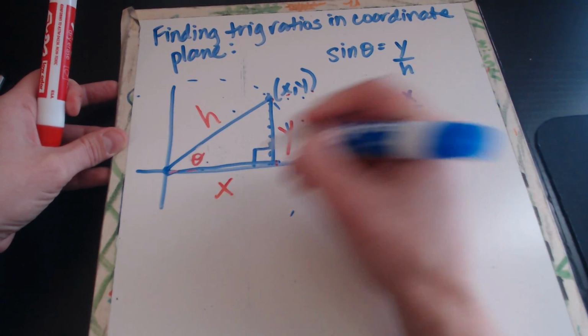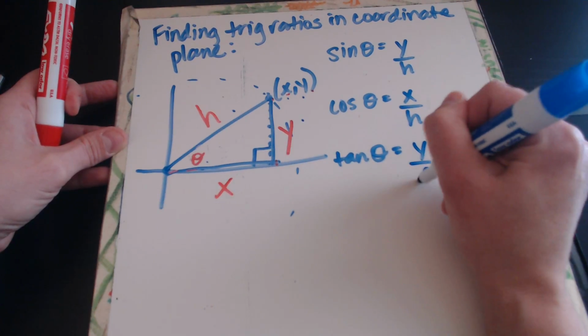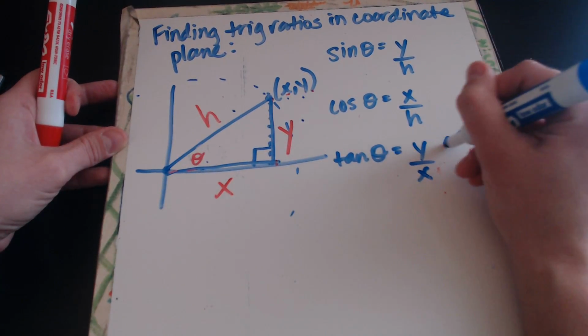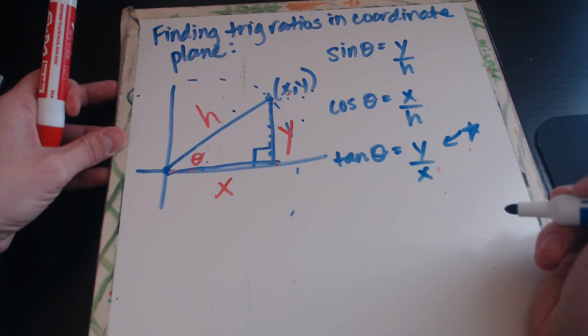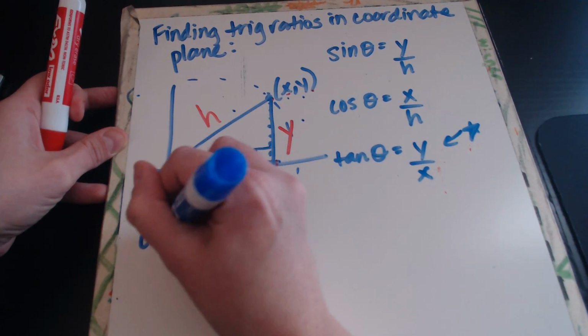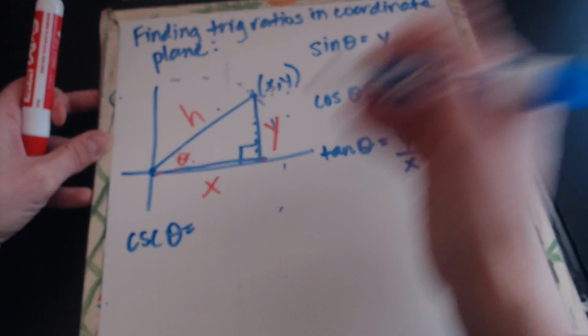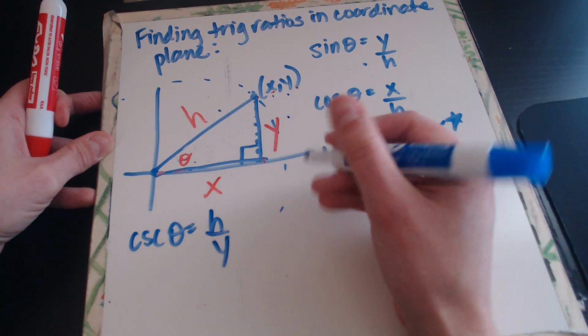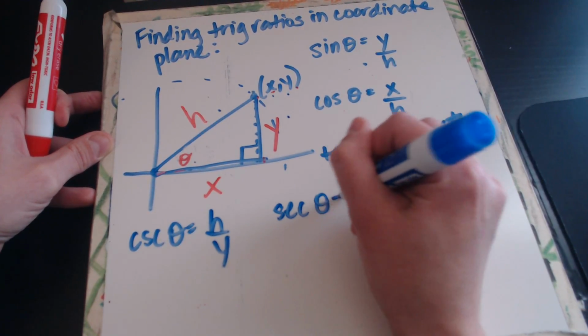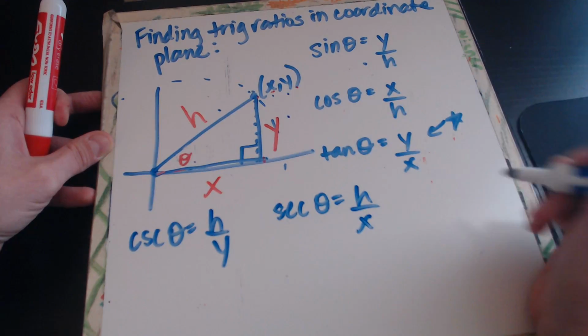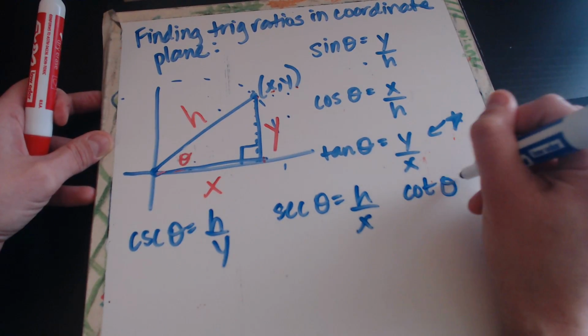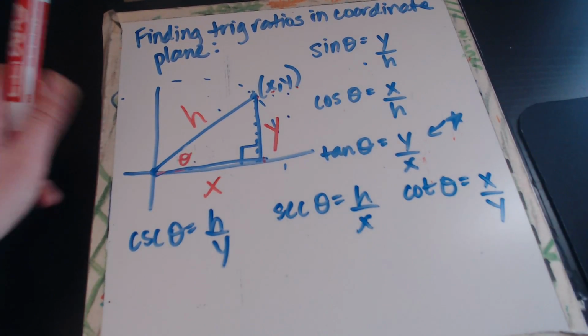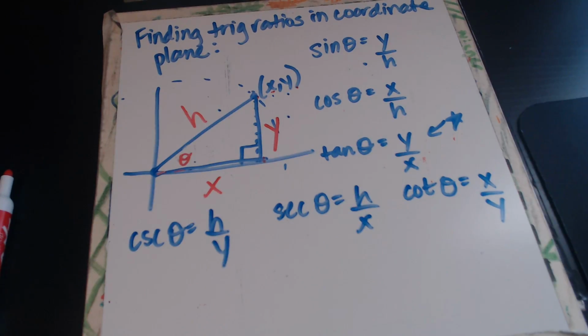Tangent of theta is going to be opposite over adjacent, which is y over x, which, hey, guess what? Didn't we talk about that in the last lesson? Okay, and then cosecant of theta is going to be the reciprocal of sine, so that's going to be h over y. Secant of theta is going to be h over x, the reciprocal of cosine. Cotangent of theta is going to be x over y. Okay, so I can also think of these 6 trig ratios as values of x and y and the hypotenuse in a triangle if I just draw the triangle.